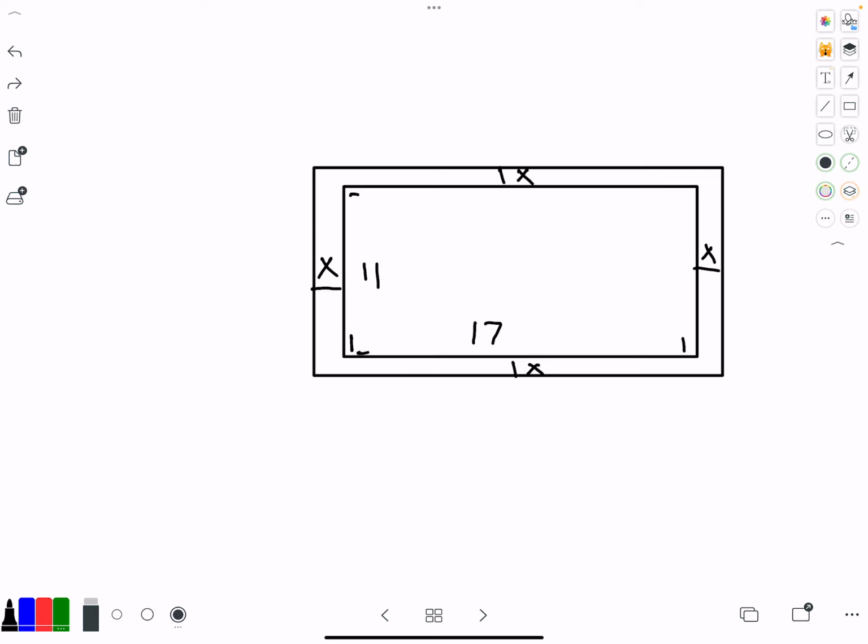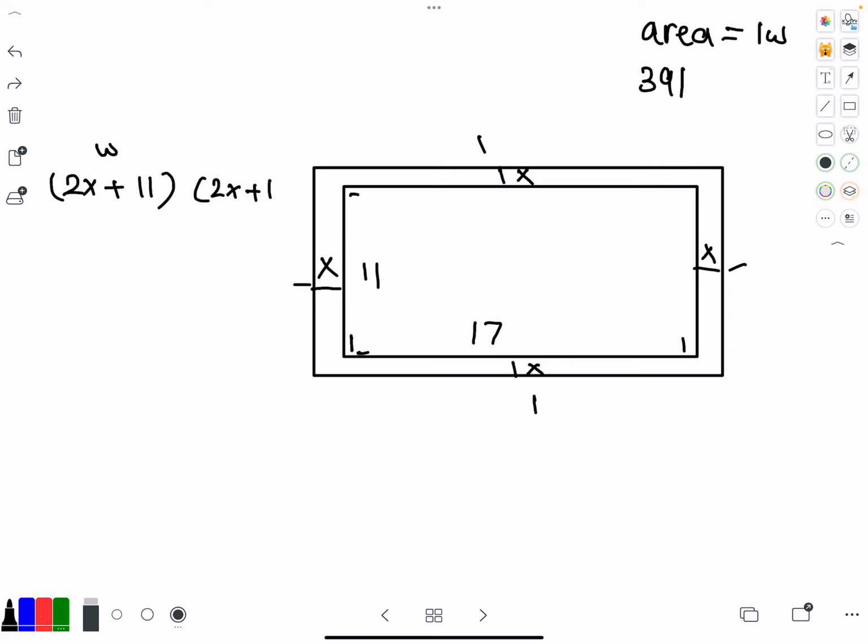And this is a rectangle. So the area of a rectangle is equal to the length times width. And it gives you the area is 391. So all you need to do is, because there's two sides for length and two sides for width, you're going to do 2x plus 11. And this is your w. And 2x plus 17. Sorry, it's the opposite. This is your L and this is your W. But you're going to do 391 is equal to (2x plus 11)(2x plus 17).